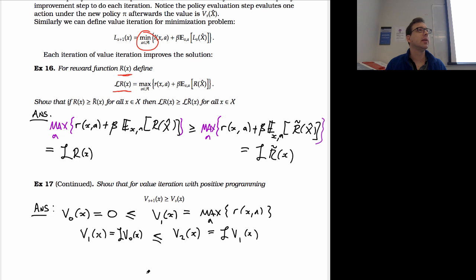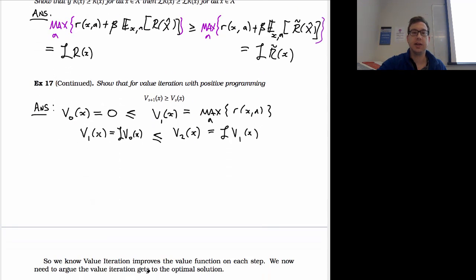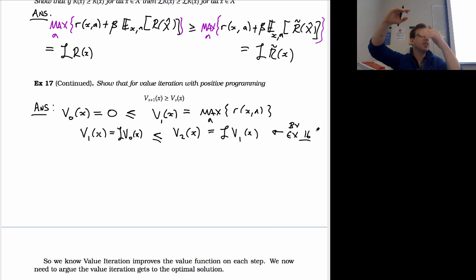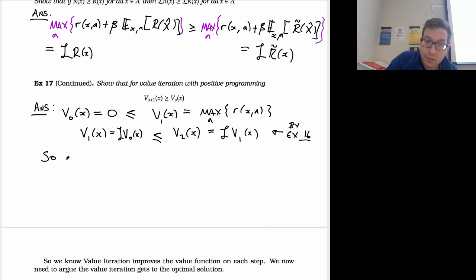Does everyone see that? So that's by exercise 16. Then, because the first term is bigger than the 0th term, the second term has to be bigger than the first term. And then the third term has to be bigger than the second term, and the fourth term has to be bigger than the third term, and so forth.